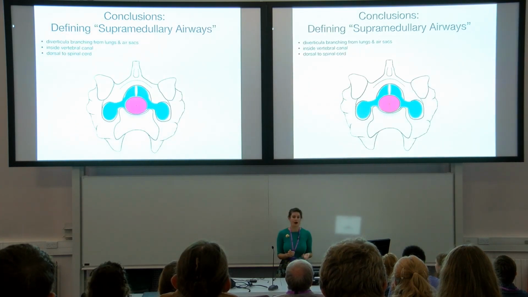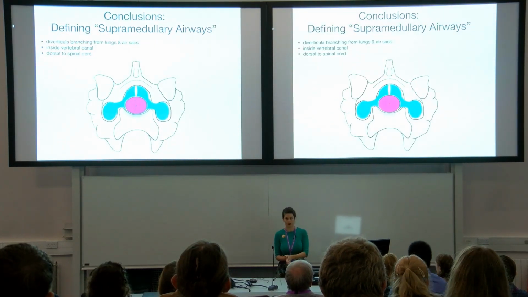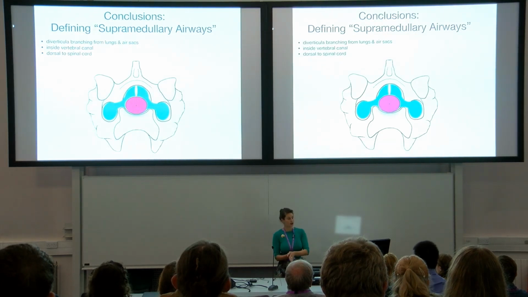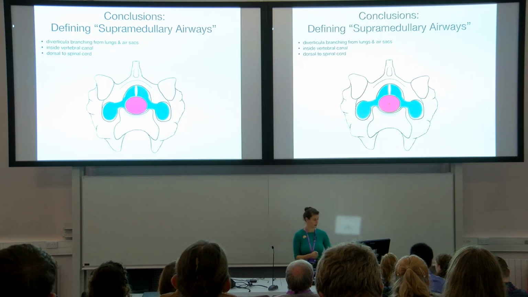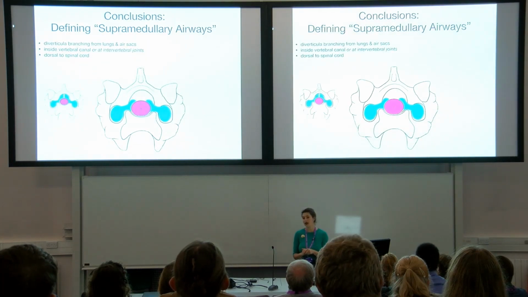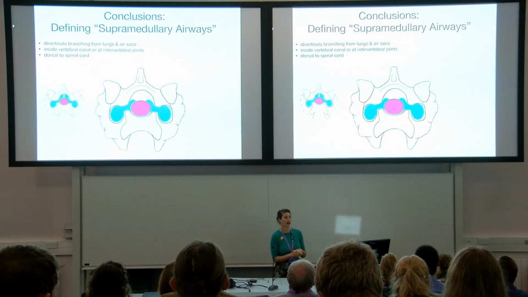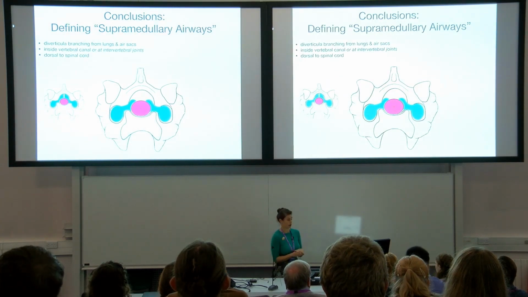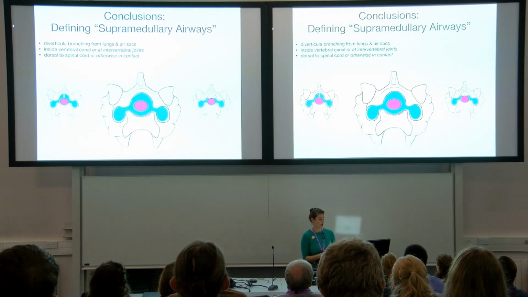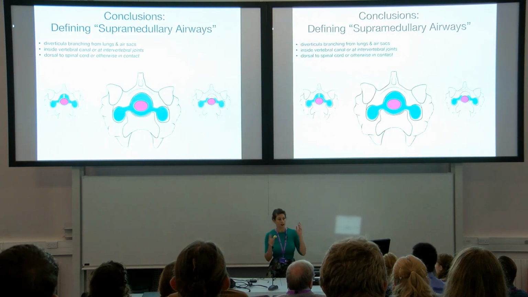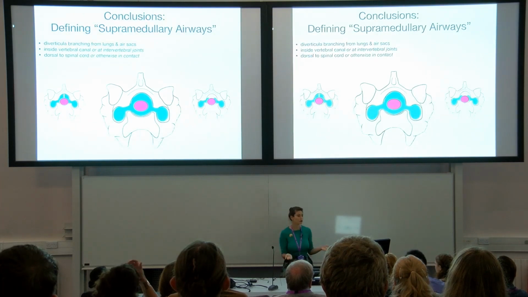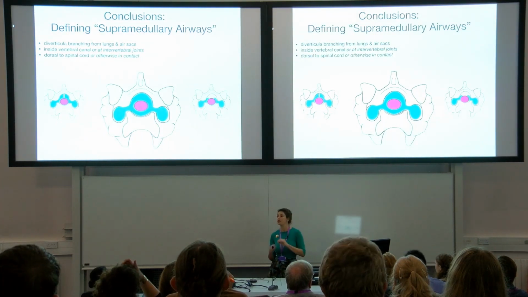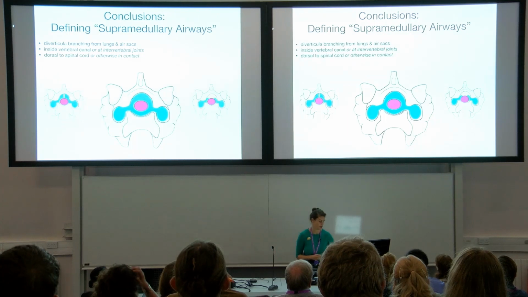So circling back around to my original definition of supramedullary airways, we conclude that they definitely are diverticula that branch from the lungs and the air sacs. But they don't occur exclusively inside of the vertebral canal. We also often see them at intervertebral joints. Nor are they exclusively above the spinal cord or supra to the spinal cord. Sometimes they are lateral to it, sometimes ventral, sometimes completely encircling it.